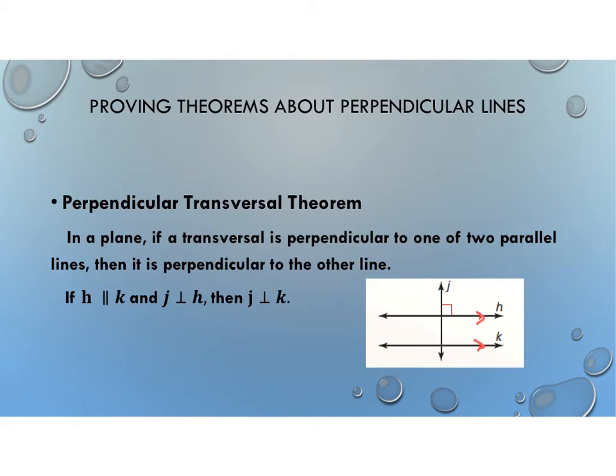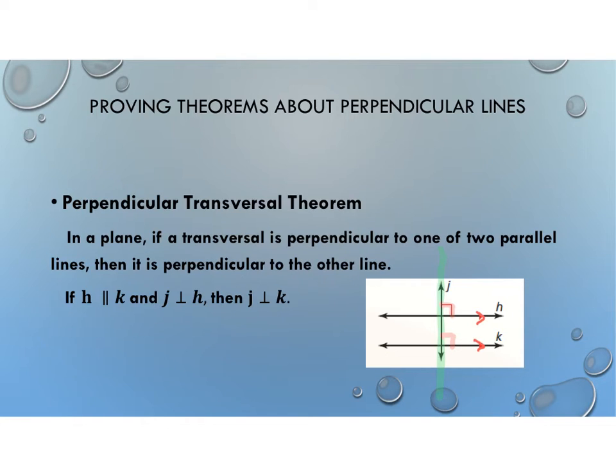Notice the little red arrows. So if it's perpendicular to one of the two parallel lines, then it's perpendicular also to the other line. Because think about it, if you've got parallel lines here, and this is your transversal, then this angle here is corresponding to this angle here, which would then make line K perpendicular to line J.